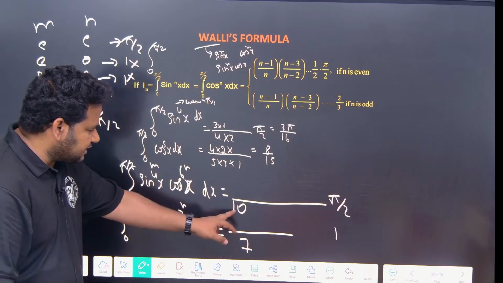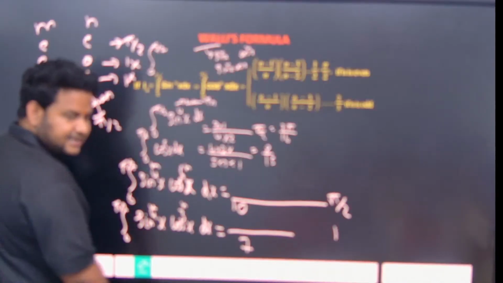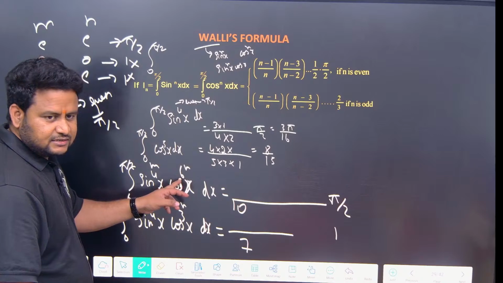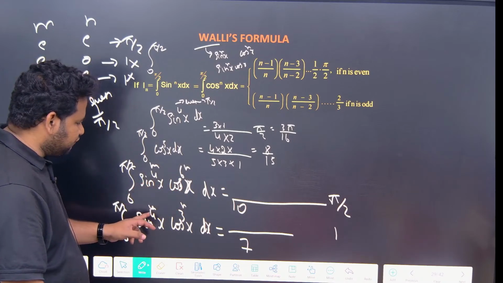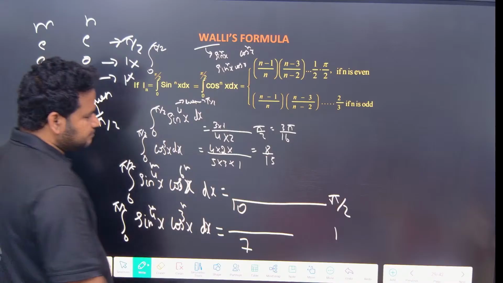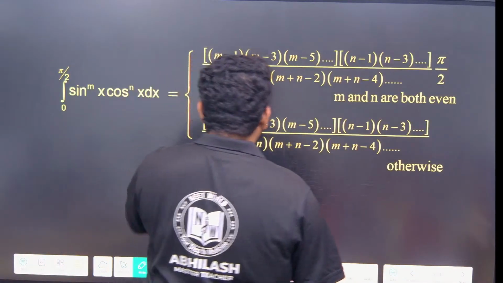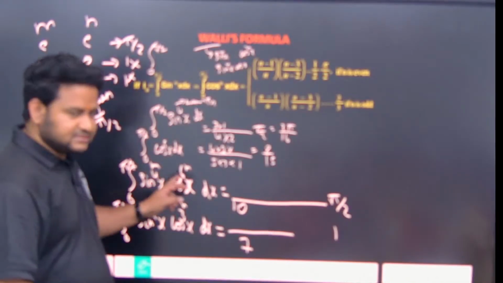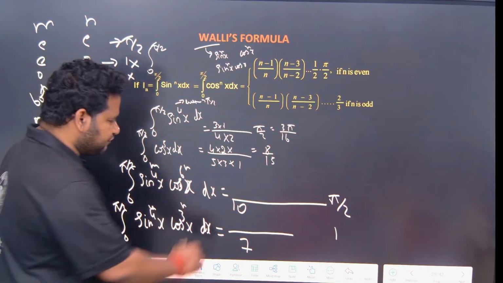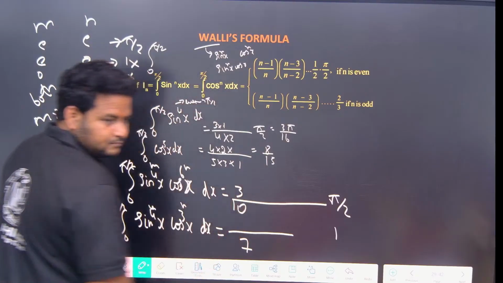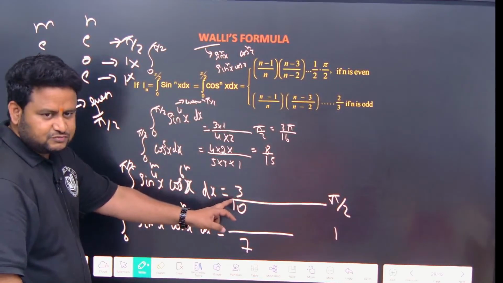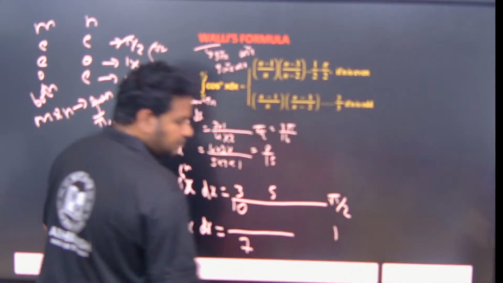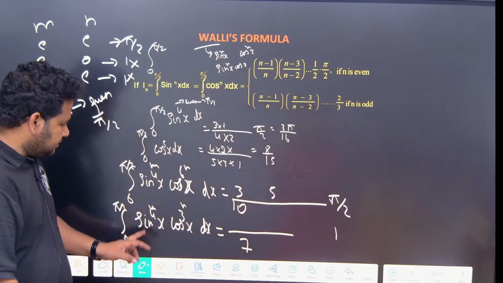So 10 is there, 7 is there. Now 4 is there, and here 6 is there. Here 4 is there, and here 3 is there. Instead of writing 4, write 1 less than this, that is 3. Instead of writing 6, write 1 less than this, that is 5. Okay, write 5.